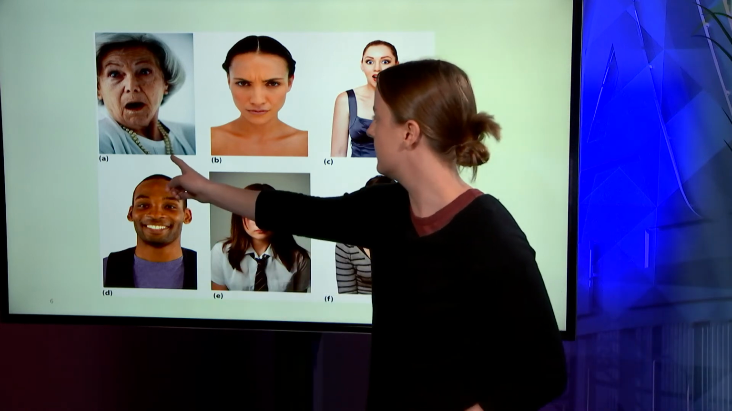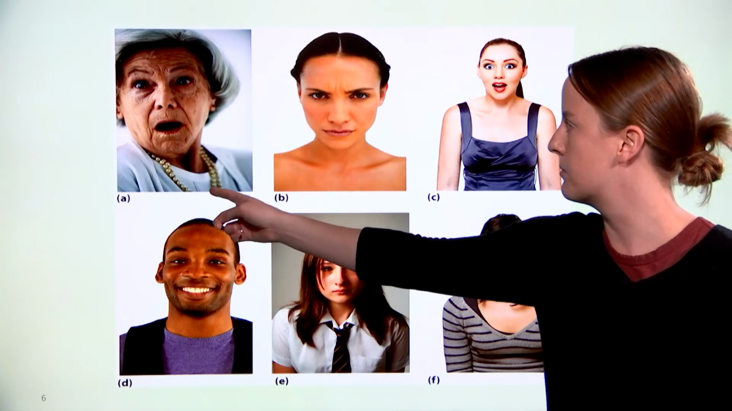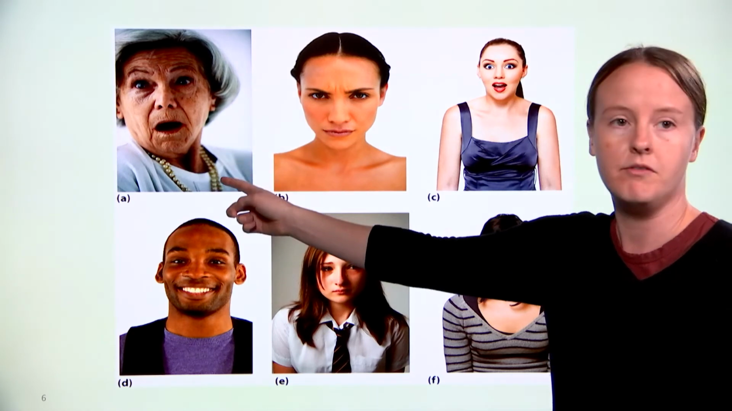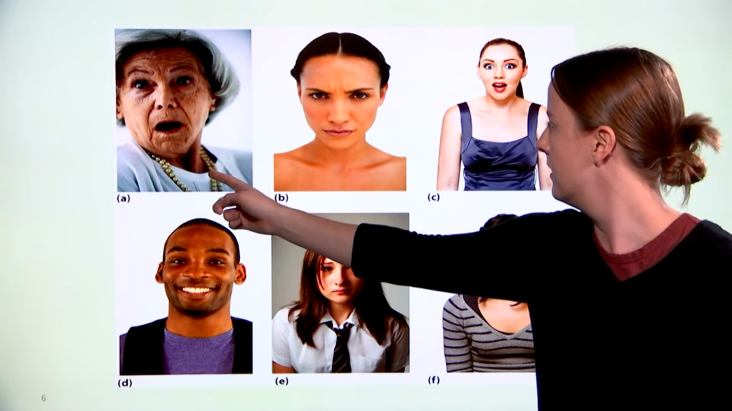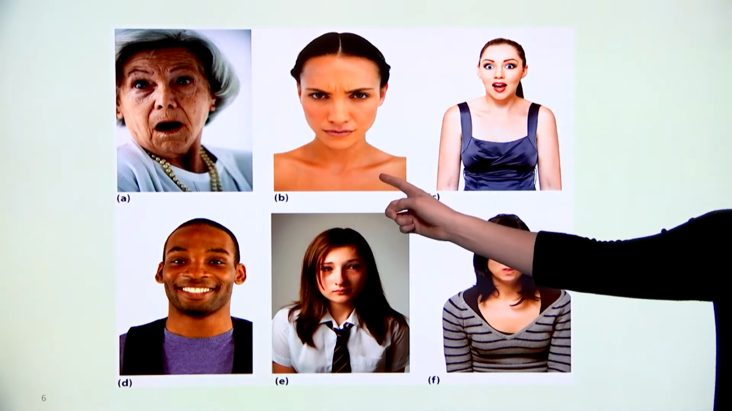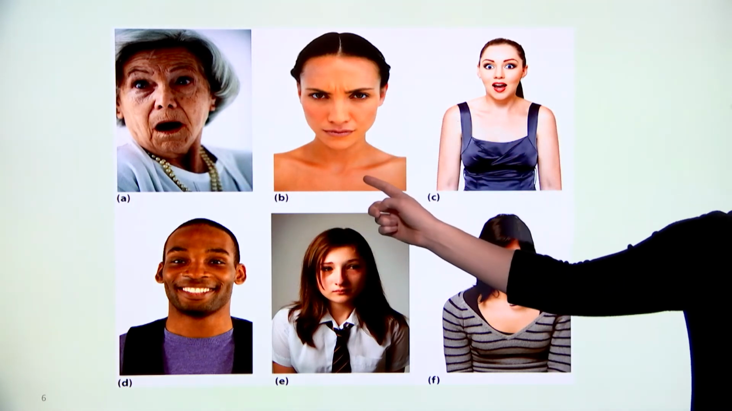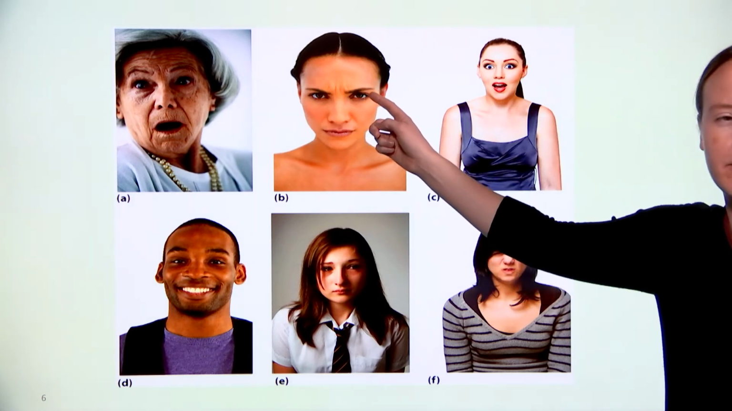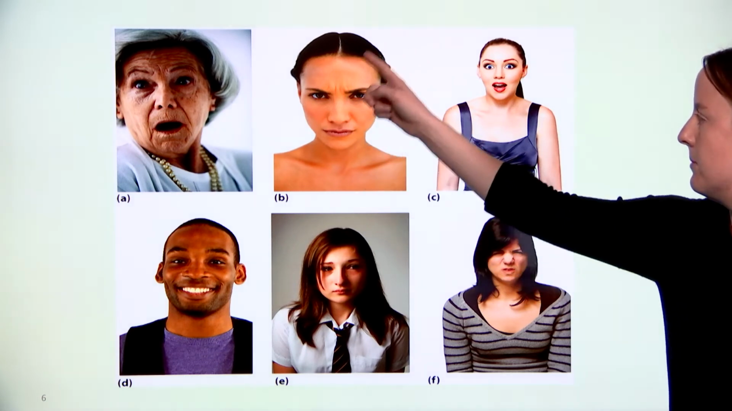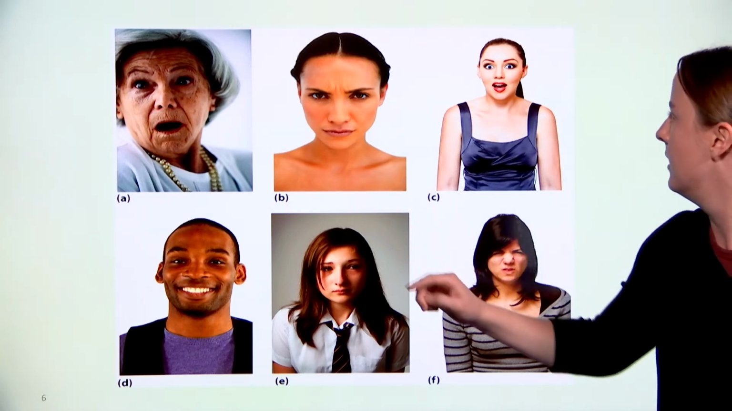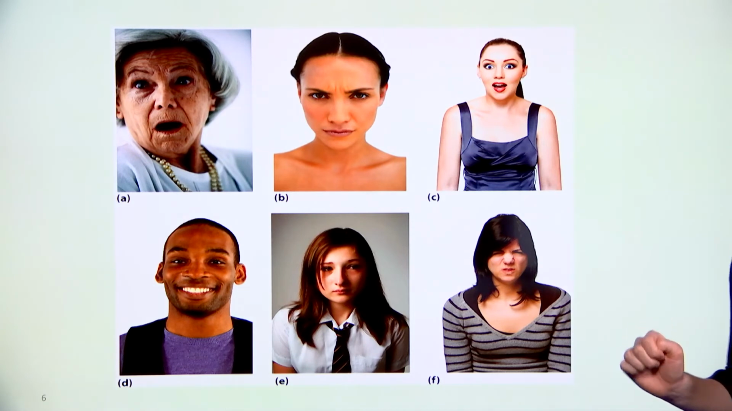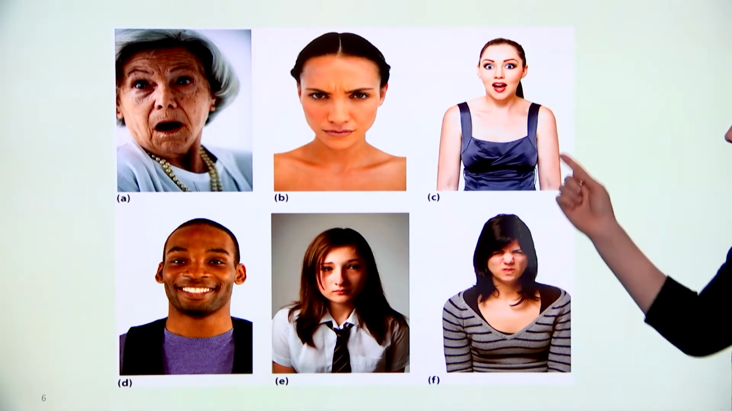So up here, this is our typical fearful facial expression. Eyes wide open, mouth open, fearful, startled. Looking over here, we have a typical face that signals anger. You can see the eyebrows clenching in. This is a typical angry face. Over here we have surprise. This person is surprised by what's happening in their environment.